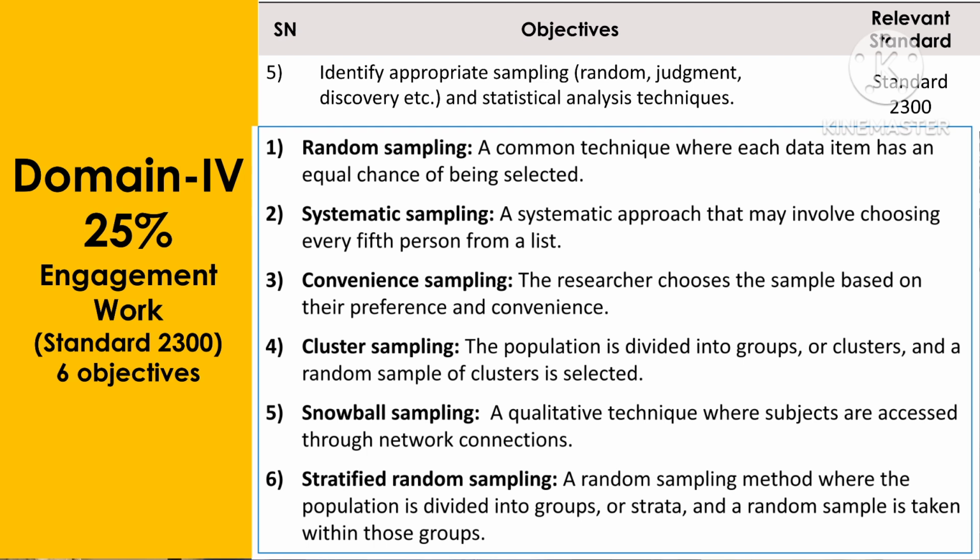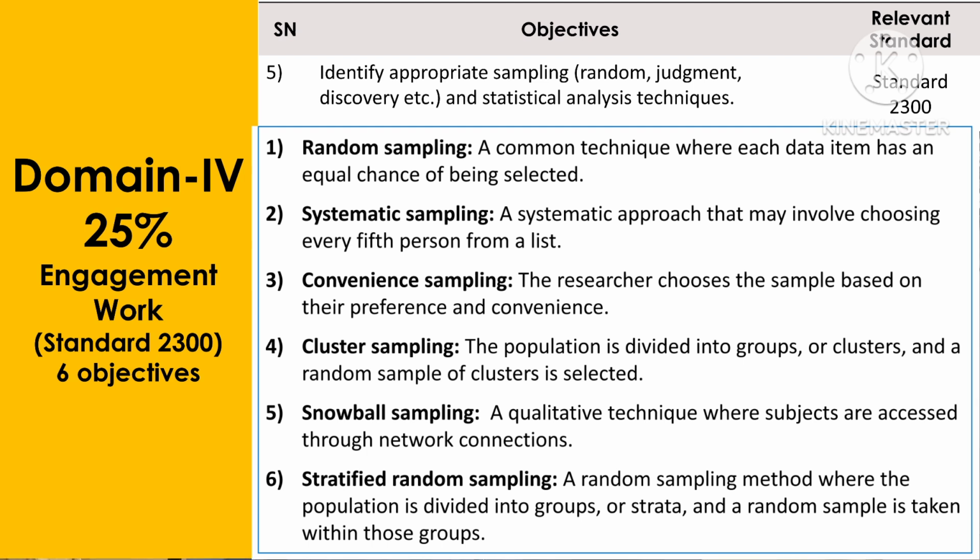or you can have another way, for example, selecting all high-value items, or all values above 5 million or above a certain amount. Then convenience sampling is where the researcher chooses the sample based on their preference and convenience. This is not always representative, but it is easy to fetch and do some work.